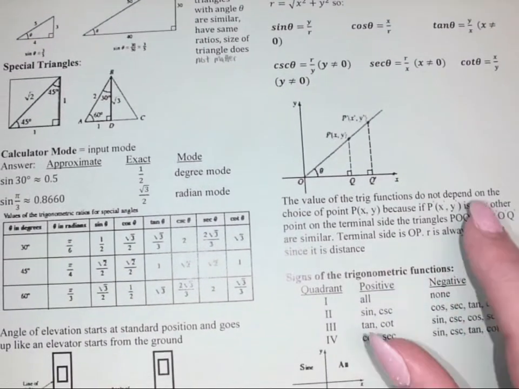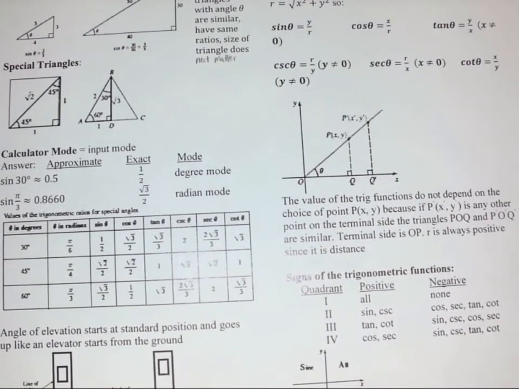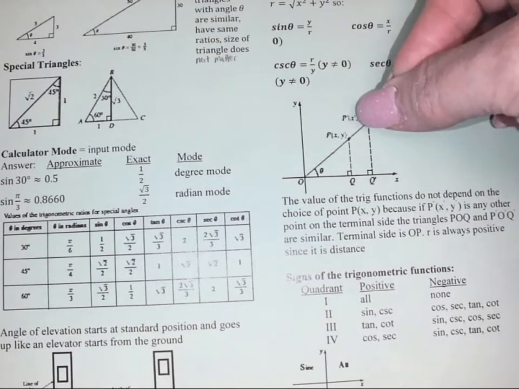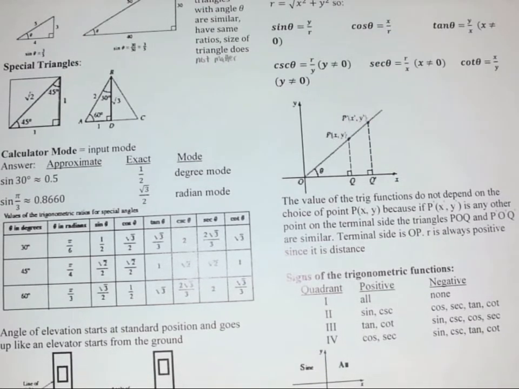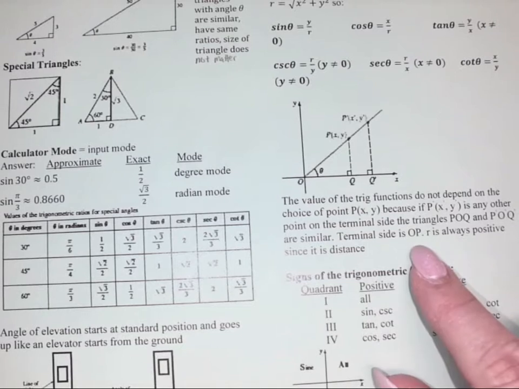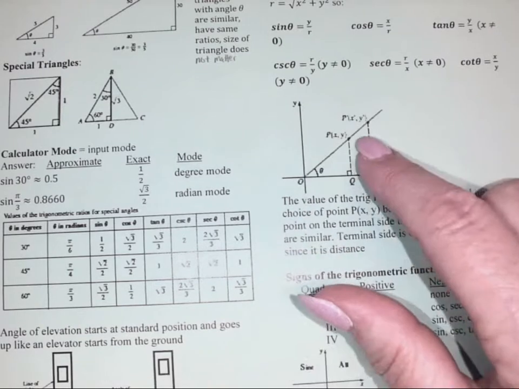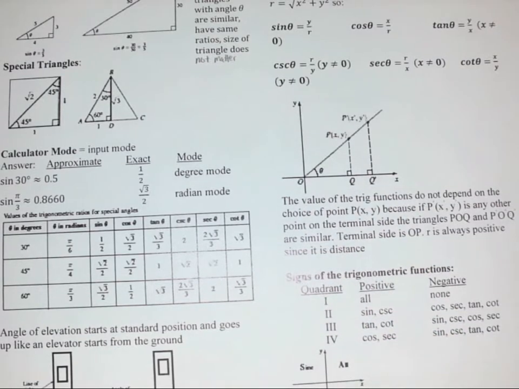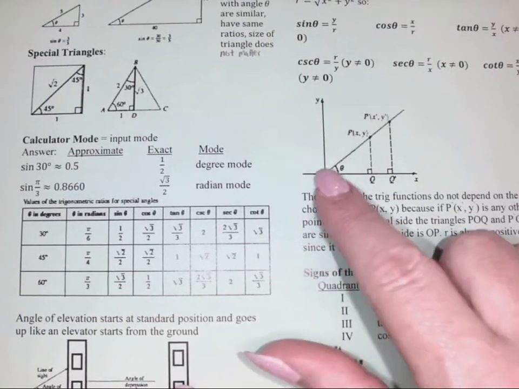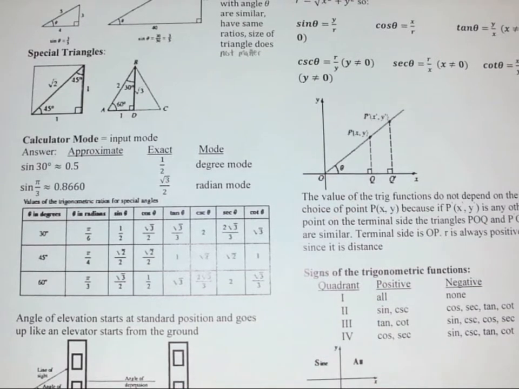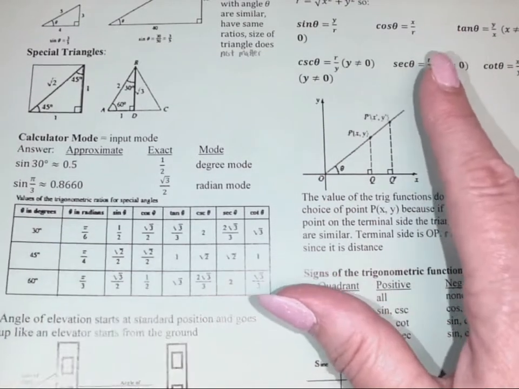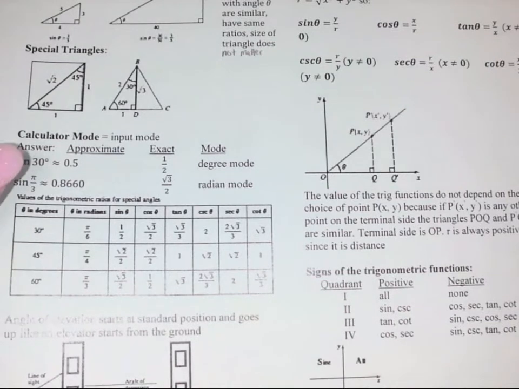The value of trig functions does not depend on the choice of the point, because if our point P(x, y) is any other point on the terminal side of the angle, they're going to be similar triangles. The terminal side is always going to be positive from O to P. Our r, because it's a distance, is always going to be positive. And that's why when we took the square root, we don't worry about the plus or minus part.